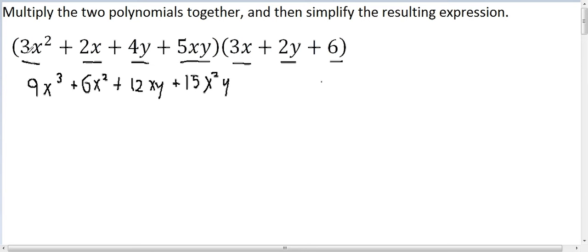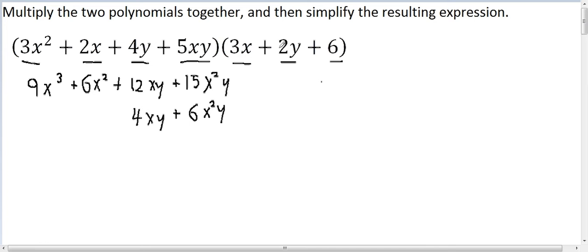Next, let's match up 2y with the four terms in the first polynomial. 2y multiplied by 3x squared is 6x squared y. We already have a term here with the x squared y, so let me write that here. Then we get 4xy. We have xy here, so let me write 4xy here.